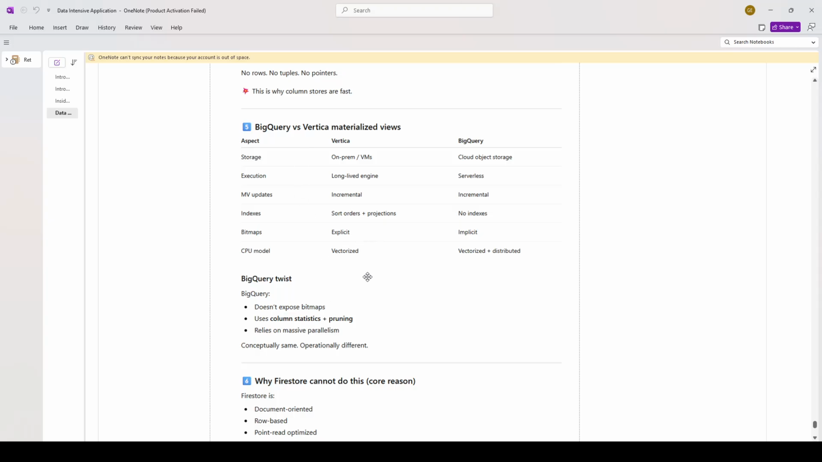So Vertica is not distributed, it's only vectorized as its CPU architecture. And the bitmaps are created using an explicit model. Indexes are sort orders plus projections, while BigQuery doesn't have those sort orders because it doesn't have a cached view of a materialized view. So BigQuery uses the column oriented storage engine we discussed before.